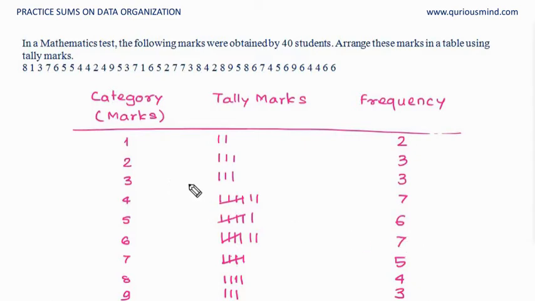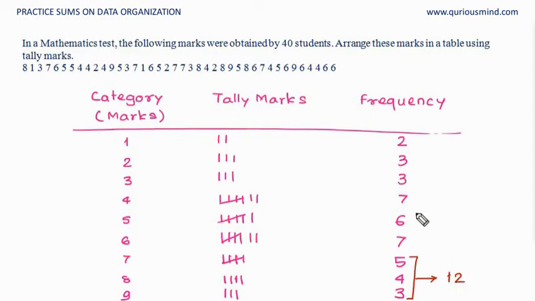We want to know how many students obtained marks 7 or greater than 7. So 7 or greater than 7. So these many students obtained 7 or greater than 7. And their sum is going to be 5 plus 4, 9, 9 plus 3, 12. So 12 students obtained 7 or greater than 7.